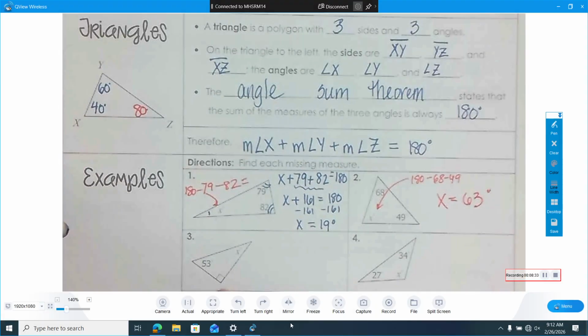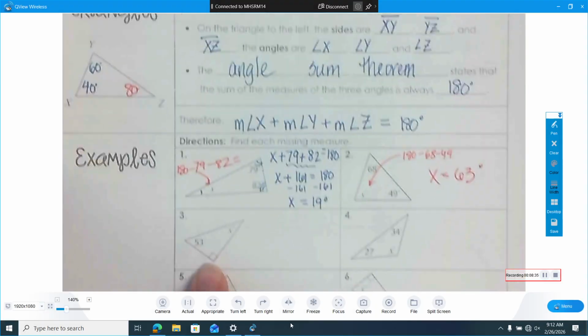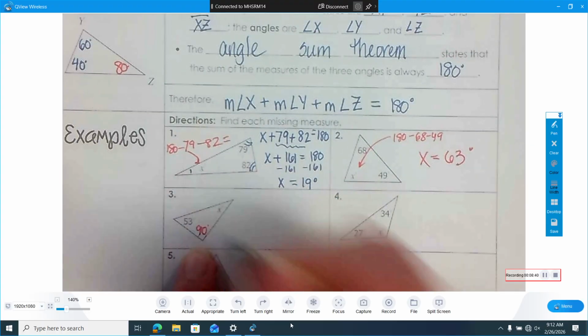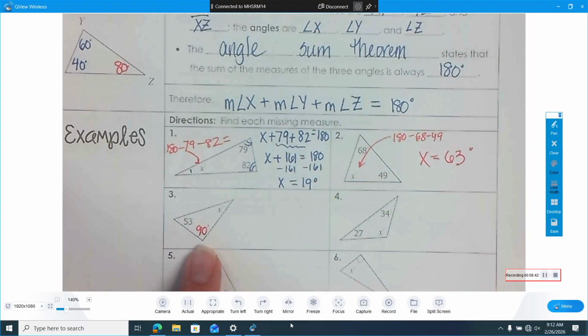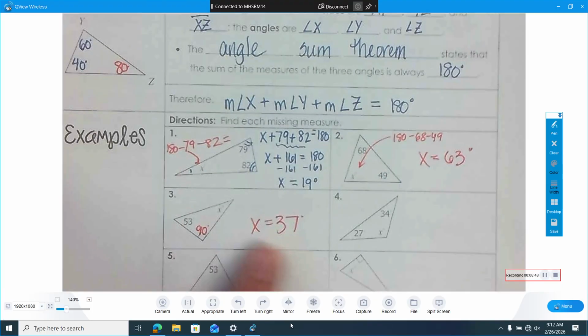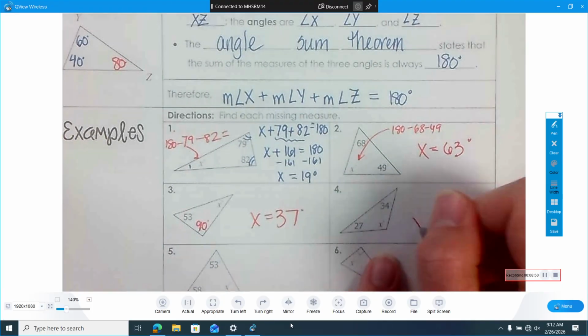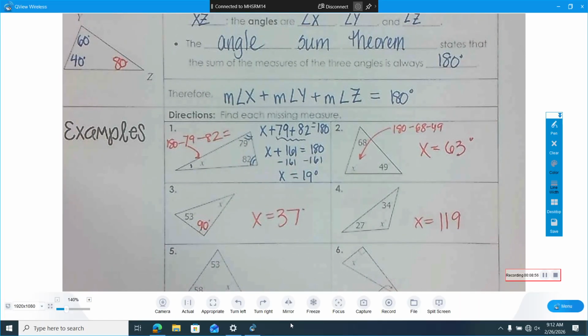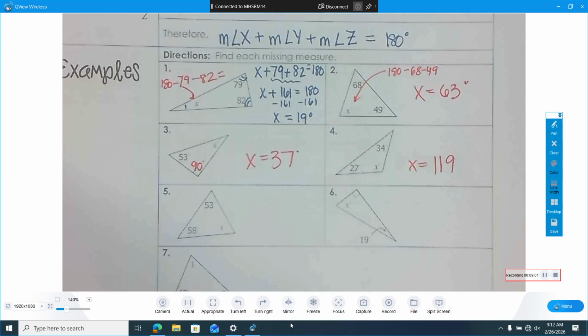Good. Ladies and gentlemen, tell me about number 3 here. 90 degrees. You know it's 90 degrees. Will you solve number 3, please? Figure out X. 37. Very good. Number 4. 119. Holy cow, you guys are rolling. All right. Do 5 and 6 real fast. Actually, you can do 7 too. 5, 6, and 7. Do it now.